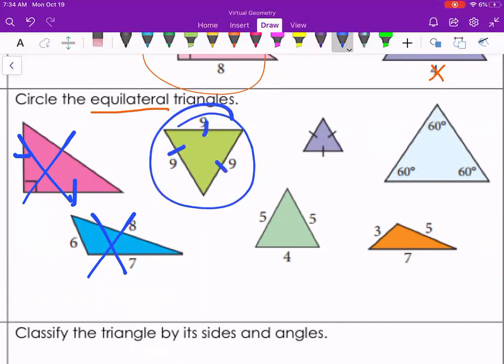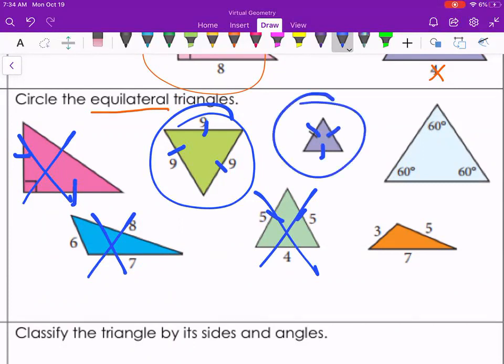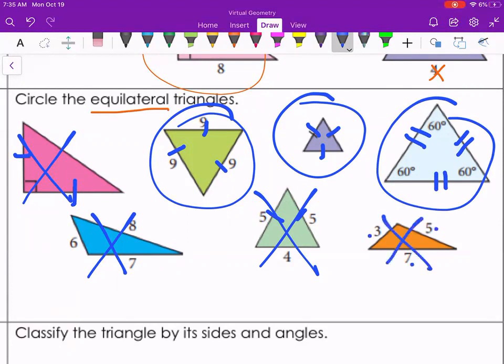There's our first one. One right under that, 5, 5, and 4. So two of them are the same. The third one is not. It's out. The one right above it, even though it's small, it's got a dash on each side, making it equilateral. The one right next to it, 60, 60, and 60. Like I said earlier, if all the angles are the same, the sides are also the same. So that makes it automatically equilateral. And then our last one of a 3, 5, and 7, all different, not equilateral.